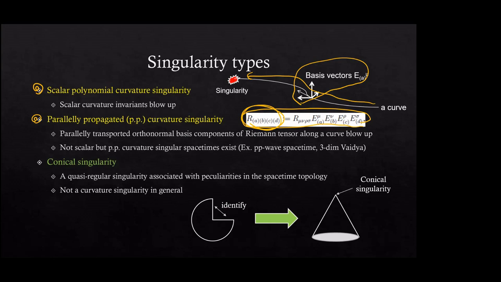And there are some examples which are not scalar polynomial curvature singularities, but PP curvature singularities, like the PP wave space-time or the three-dimensional Bañados space-time. And the last type is a conical singularity, which is a quasi-regular singularity associated with peculiarities in the space-time topology. By identification in the flat space-time, we obtain a conical singularity, like the cone. This conical singularity is not a curvature singularity in general, but it can also be a curvature singularity.